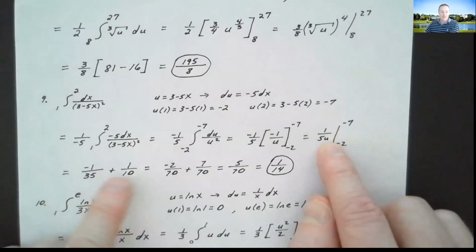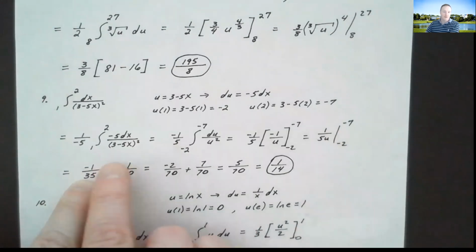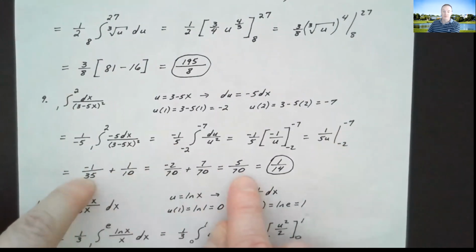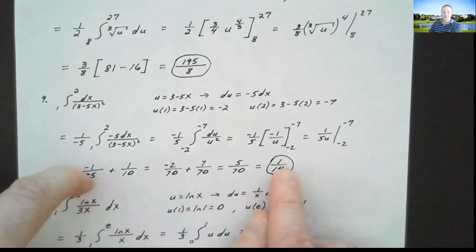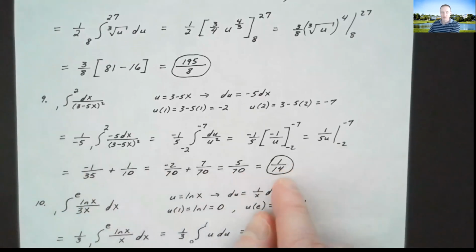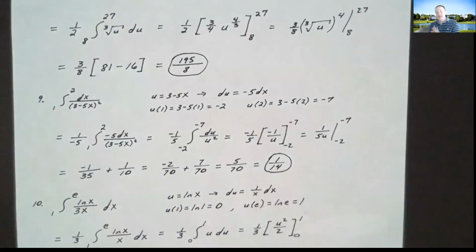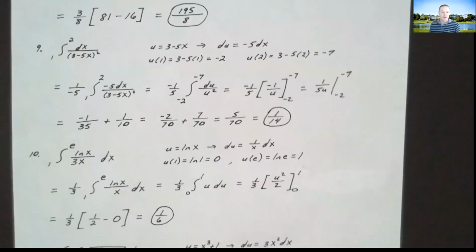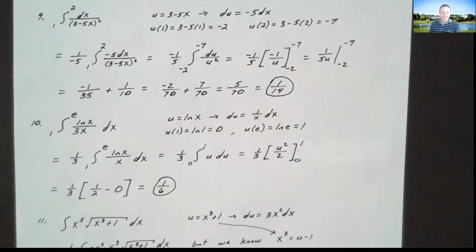So I have 1/10 minus 1/35 gives me negative 2 over 70 plus 7 over 70 for 5 over 70, which of course reduces as a fraction to 1/14, which I think as a decimal is like 0.0728571428. Pretty cool. Now, up next here, number 10.